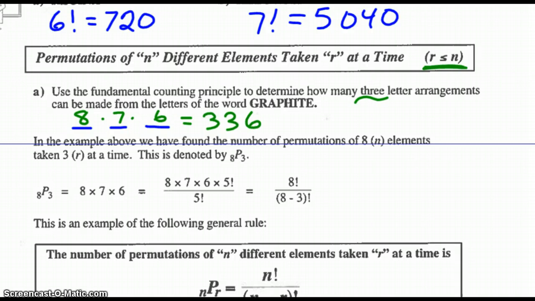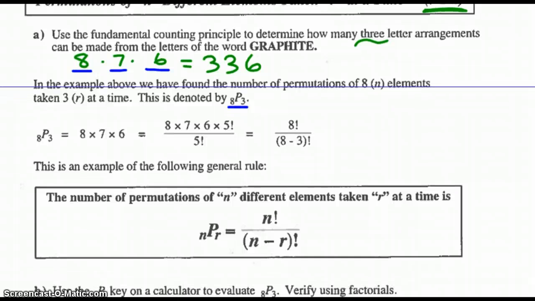In the example above, we found that the number of permutations of 8 elements taken 3 at a time is denoted by the notation 8P3, 8 permutations of 3. 8P3 is equal to 8 times 7 times 6. Or we could say, in factorial notation, that would be 8 times 7 times 6 times 5 factorial divided by 5 factorial. Or if we write it as this, 8 factorial over 8 minus 3 factorial, where 8 is our n value and 3 is our r value.